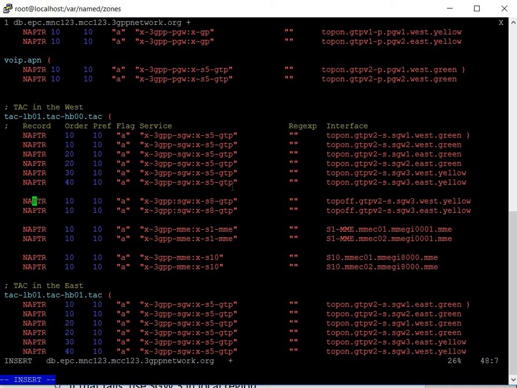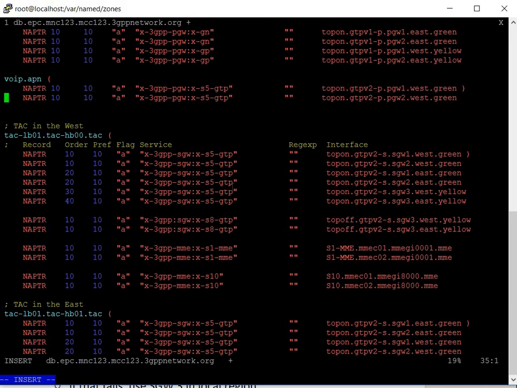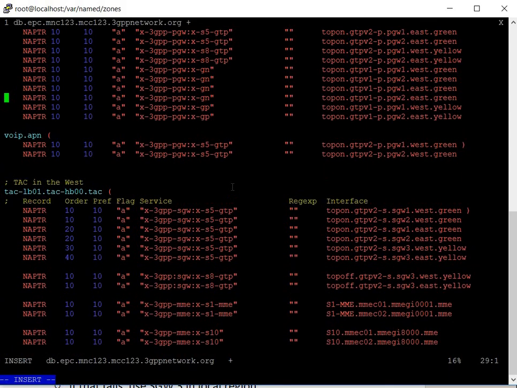And we're going to see the importance of topon in a second. So when we talk about the APNs and how they're going to map to the right P gateways, because again, P gateways don't map to the tracking area. They do not map to location. They map to the APN.